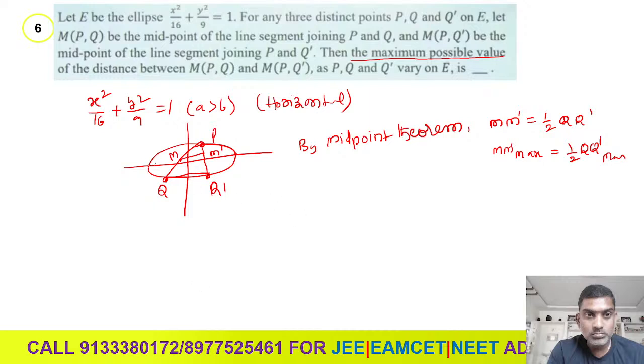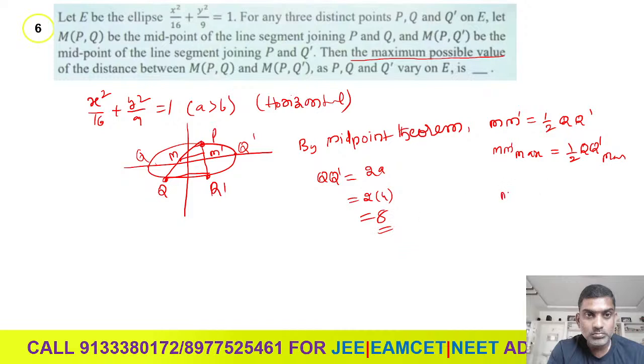We can get here, if we place q here and q dash here, then that q and q dash length will become maximum. But what is the length of q and q dash? The length of q and q dash is nothing but 2a. So here 2 times 4, that is 8. So the maximum value of q dash is 8.